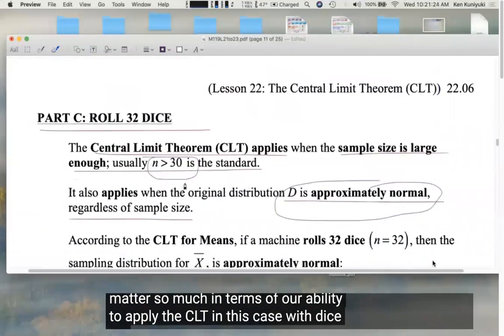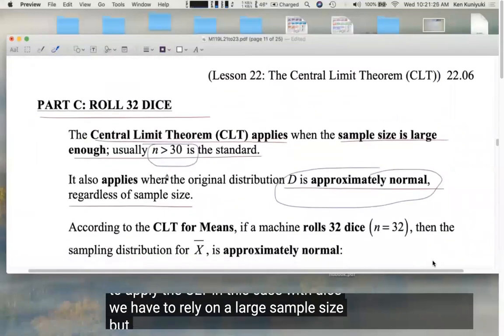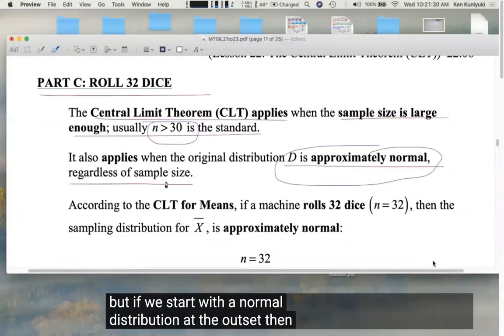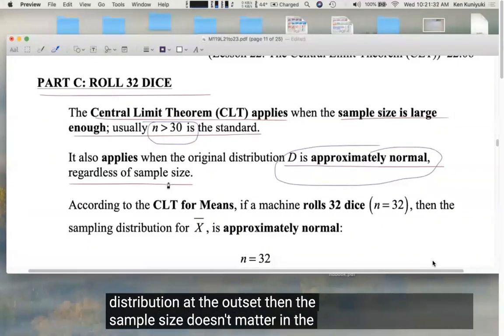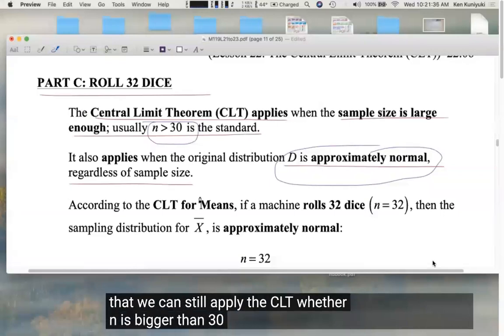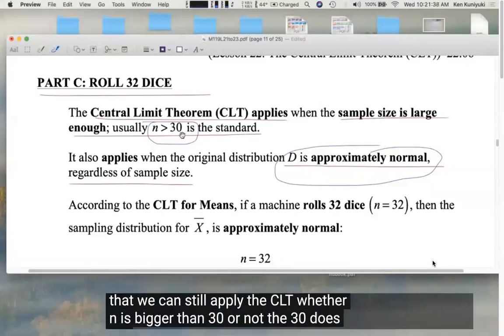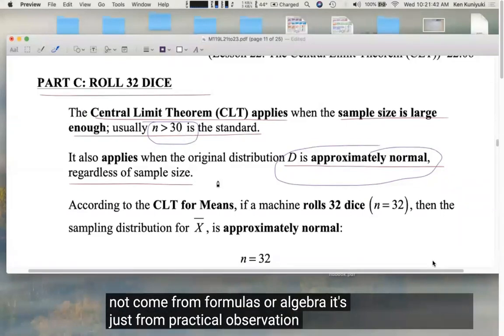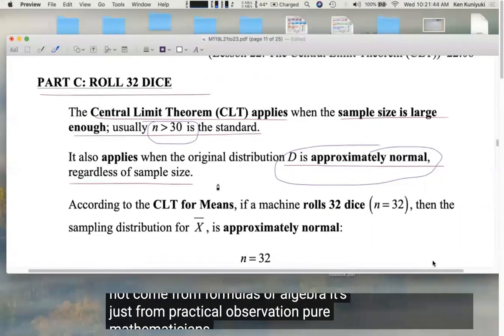In this case, with dice, we have to rely on a large sample size. But if we start with a normal distribution at the outset, then the sample size doesn't matter in the sense that we can still apply the CLT, whether n is bigger than 30 or not. The 30 does not come from formulas or algebra. It's just from practical observation. Pure mathematicians don't like that.